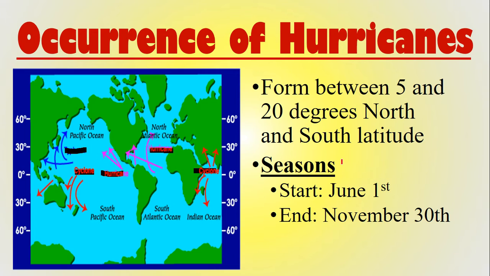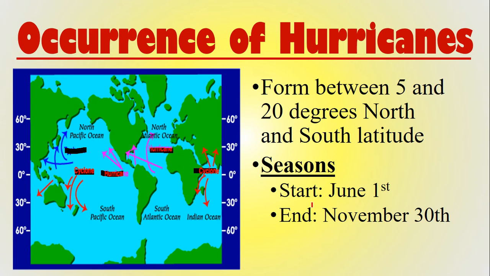The season for hurricanes in the North Atlantic starts June 1st and ends November 30th. That's not to say that some of these tropical storms cannot form outside of the season. It's May 21st, 2020, right now when I'm recording this video. And this past weekend, on Monday, a tropical storm actually formed in May, which is not part of the season.